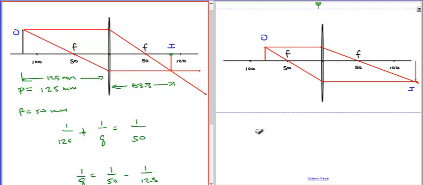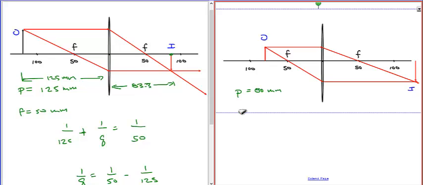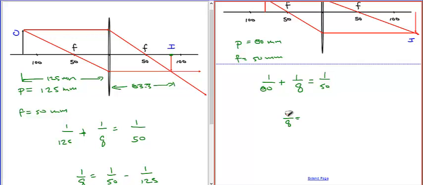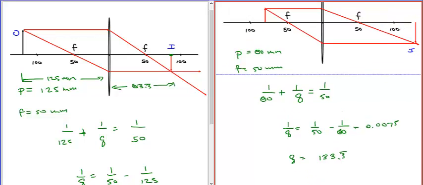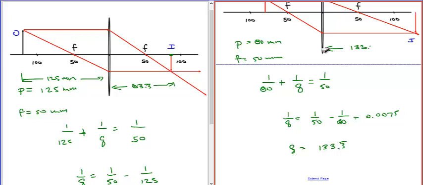Now, here let's say that the object is 80 millimeters. Focal length is still 50 millimeters. So we get 1 over 80 plus 1 over Q is 1 over 50, or 1 over Q is 1/50th minus 1/80th. And if you stick that in your calculator, you get 0.0075. So take the inverse of that, the reciprocal, raise it to the -1 power, and you get 133.3. So that's the image distance here, 133.3, for an object distance of 80 millimeters.